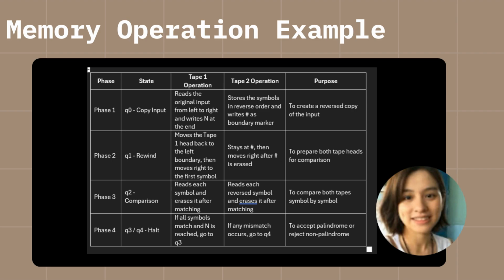In phase 3, Q2 compares both tapes symbol by symbol. For ABBA, the comparisons are A equals A, B equals B, B equals B, and A equals A. Since all symbols match, the machine reaches the end marker N. Finally, in phase 4, the machine enters Q3 and accepts the input. If any mismatch happens during comparison, the machine will enter Q4 and reject the input. This memory operation summary prepares the audience for the detailed execution trace in sub 3. That's all for my part.